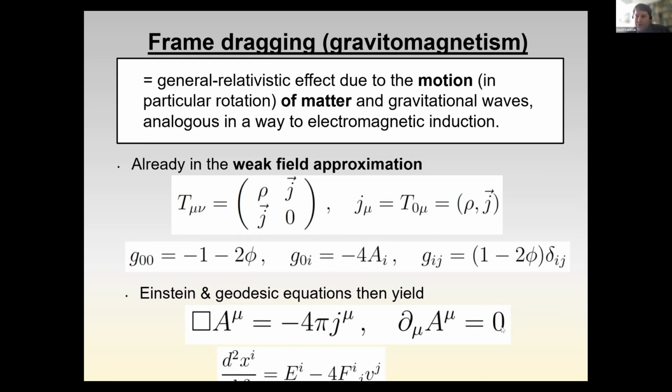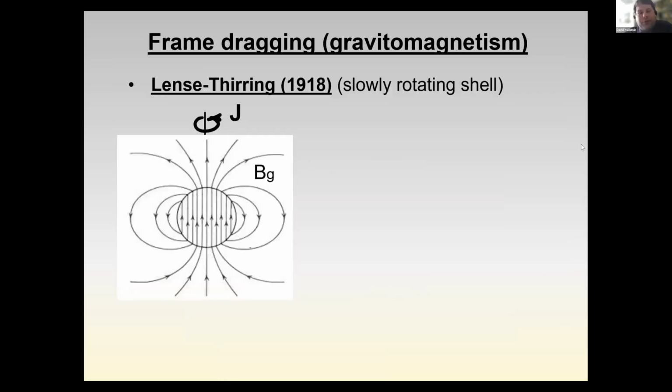But also the geodesic equation reduces to basically the Lorentz force law. All right. So now this was already realized by Lense and Thirring in 1918. And basically what they did is that they constructed the metric for a slowly rotating body. And similarly to electromagnetism, if you have a charged sphere and you rotate it, the sphere creates a magnetic field. So now this one, of course, creates the gravitomagnetic field.